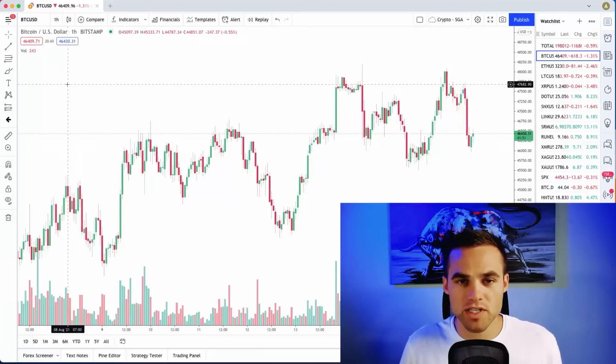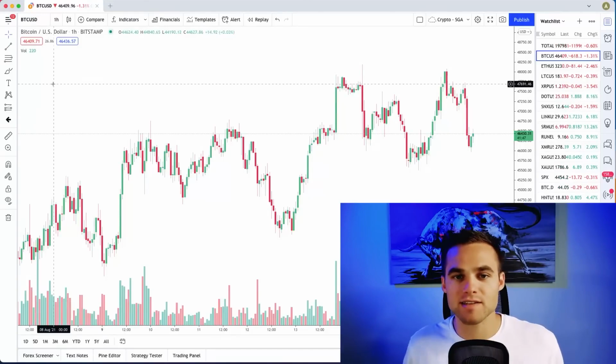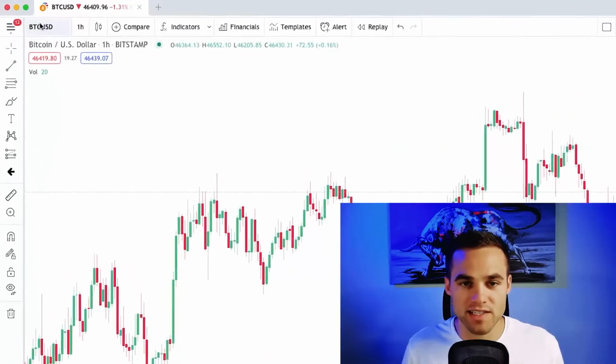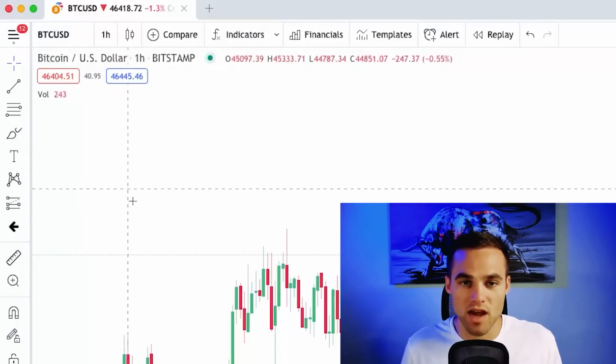Okay, now we're going to be talking about cryptocurrency pairs. So what are cryptocurrency pairs? You'll notice that whenever you're trading an asset, you're trading it against some other asset. In this instance, you see that there's BTC USD. In this case, the first one is called the base currency, and the second one is called the quote currency. So the base currency is Bitcoin, and the quote currency is the US dollar, okay?